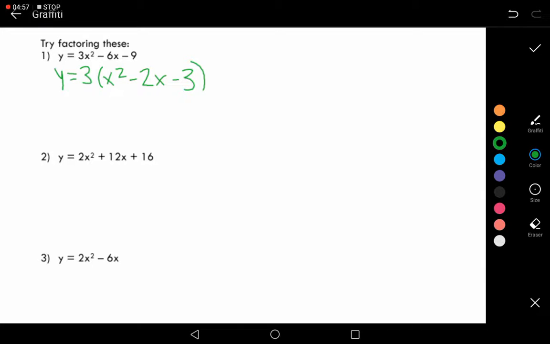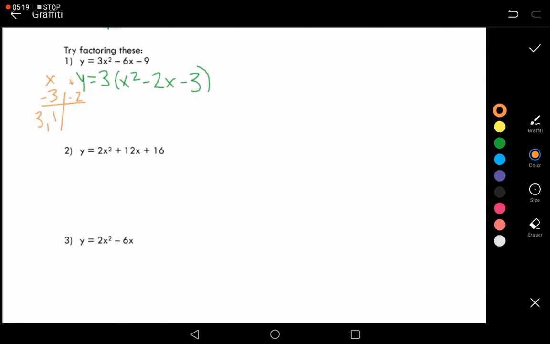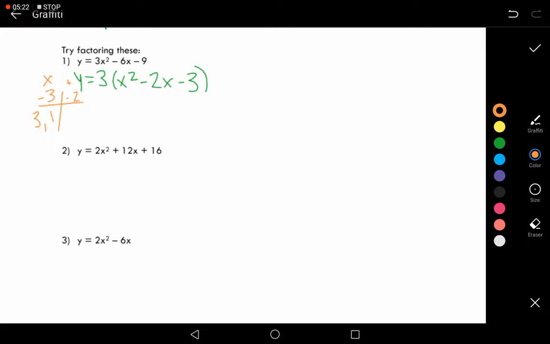Okay, the next step I want to do is my t-chart. I'm looking for two numbers that multiply to give me -3 and add to give me -2. Those are pretty small numbers, right? And 3 is a prime number. So the only thing that multiplies to give us 3 is 3 and 1. I know that there has to be a negative on one of these because I need to multiply to give me -3. Okay, I'm going to put that negative on the 3 because when I do that, I will be able to add to -2, right?